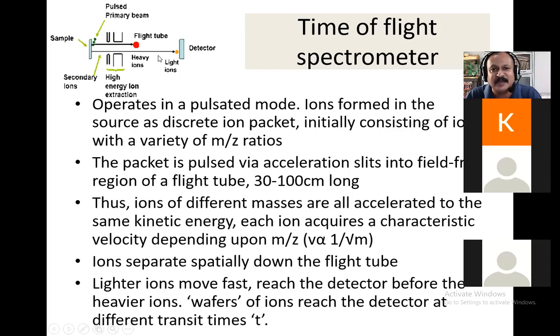They are accelerated using electron beams or electrostatic lenses. Based upon their mass, the smaller masses will go first, and the larger masses will go a little later. One by one, the ions in the form of packets will go to the detector.